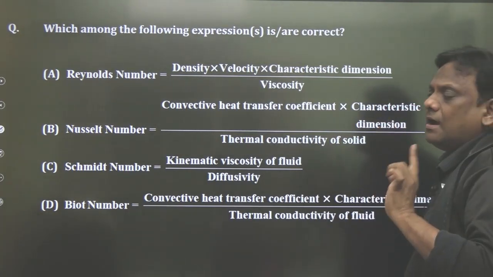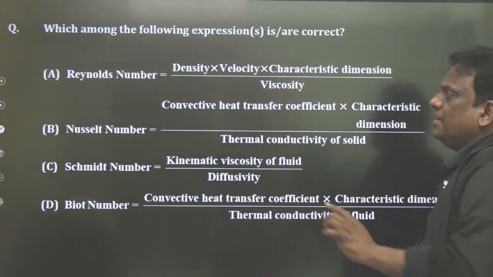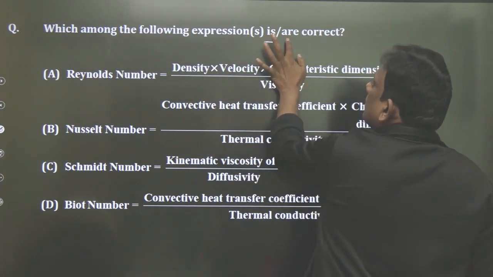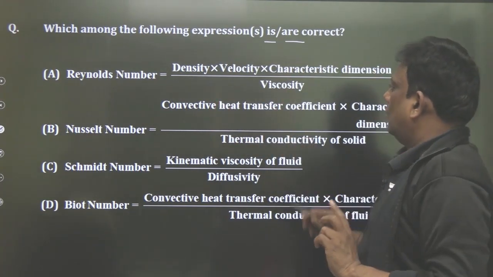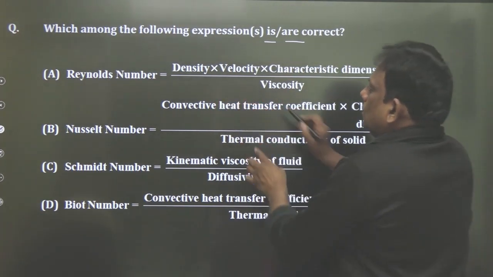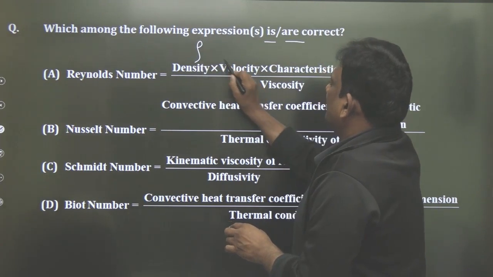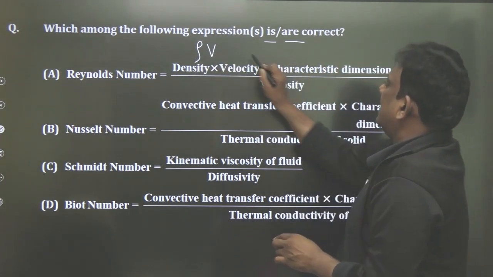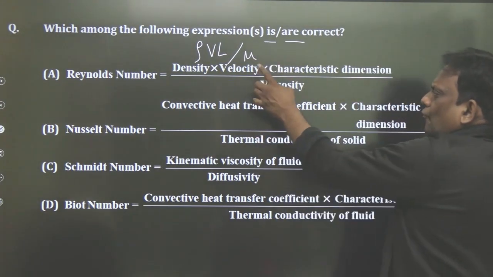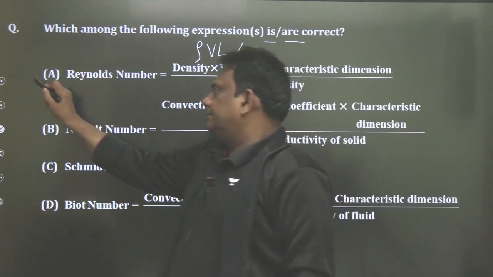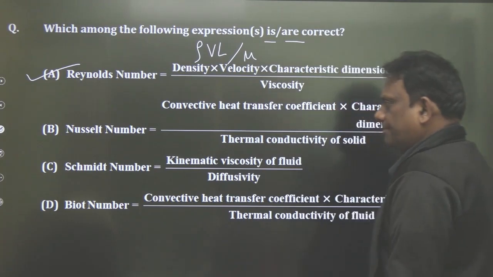This is a multiple select question. Which among the following is or are correct? Look, Reynolds number is rho v L by mu, where rho is density, v is velocity, L is characteristic dimension, and mu is viscosity. Yes, it is correct. Rho v L by mu.